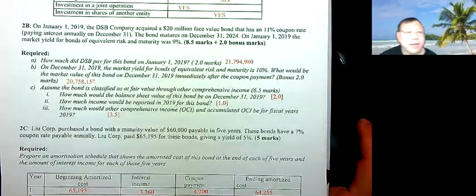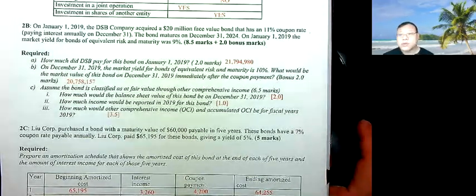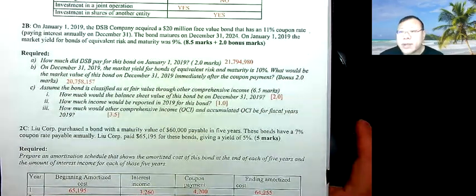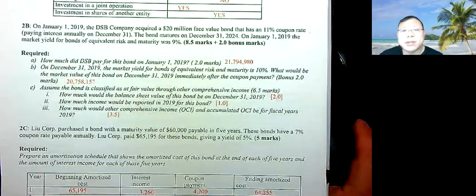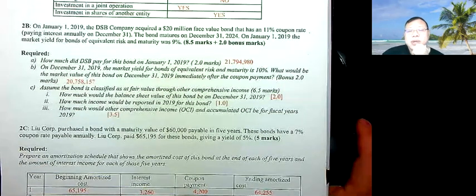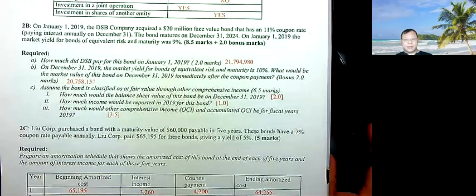Okay, let's take a look at the second question, 2B. The question is like this. On January 1st, 2019, DSB company acquired a $20 million face value bond that has an 11% coupon rate. The interest is paid annually on December 31st. The bond matures on December 31st, 2024. On January 1st, 2019, the market yield for bonds of equivalent risk and maturity was 9%.